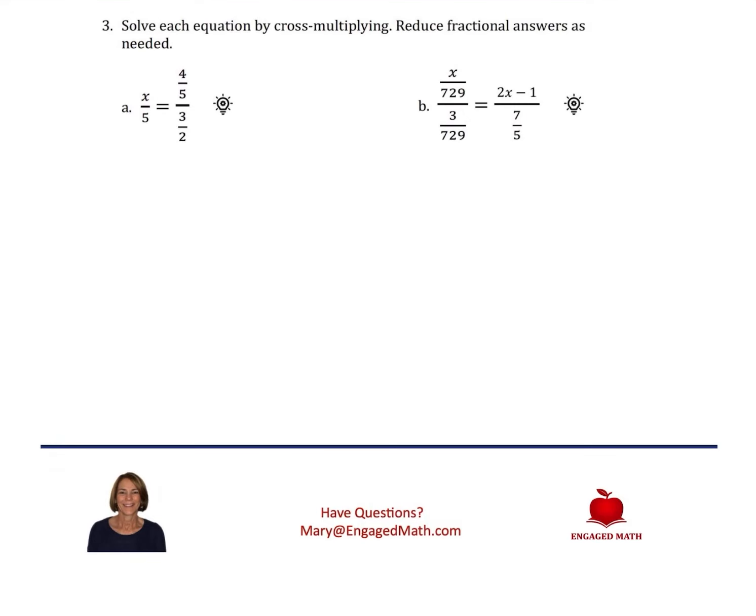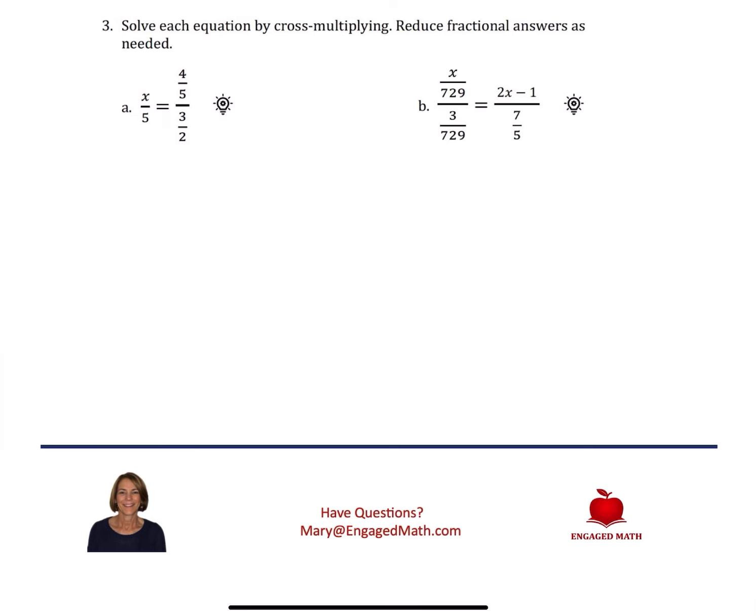Welcome to lesson 2, problem 3, where we are going to try some light bulb problems. The light bulbs indicate that the problems are a little bit tricky, and they'll get you thinking in different ways. So they're really good to try, but don't be too frustrated if you're not exactly sure of how to do these. So let's get started.